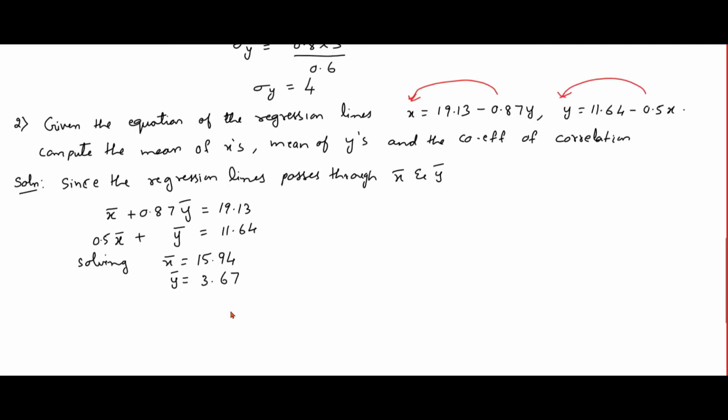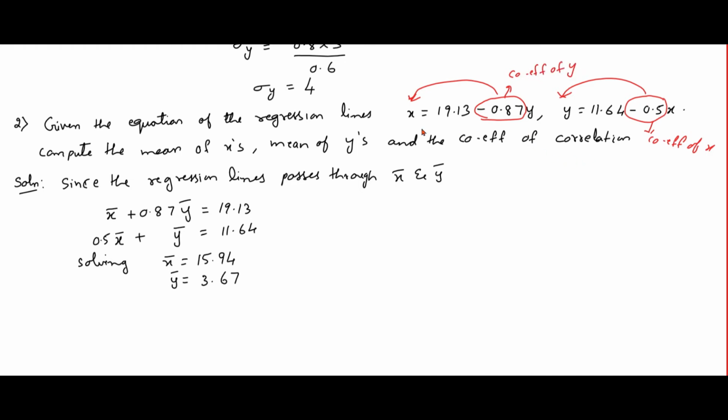3.67. Now, to find the value of r, you have to express the equations in the form of y equals and x equals. Observe that this equation is already in the form of y equals, and this equation is also in the form of x equals, so they are already in standard form. We just identify the coefficient of x from here, and the coefficient of y from this equation.